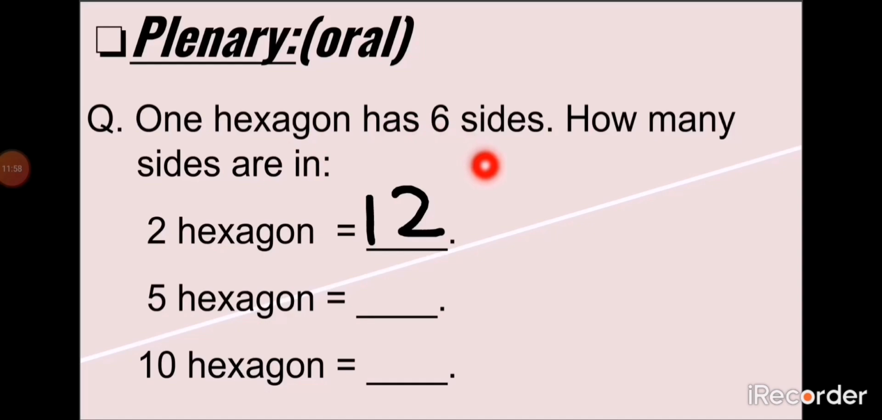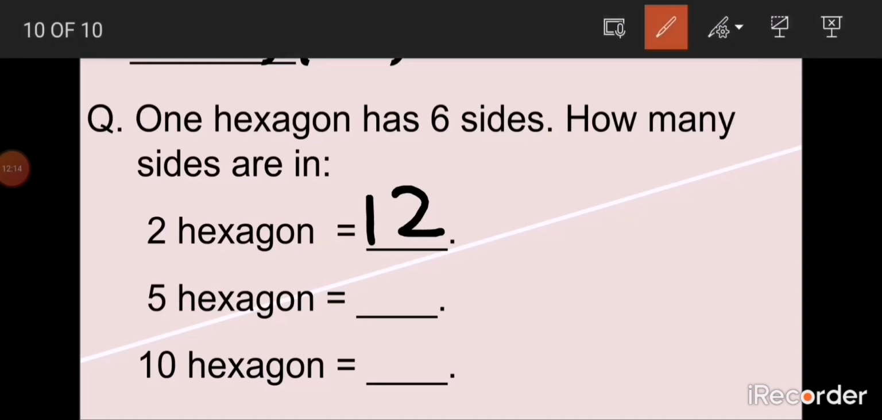Now, again, one hexagon has 6 sides. So how many sides are in 5 hexagons? So we'll count in 5s. So read the 5 times table with me. 5 1 times 5, 5 2 times 10, 5 3 times 15, 5 4 times 20, 5 5 times 25, 5 6 times 30. The answer is 30.